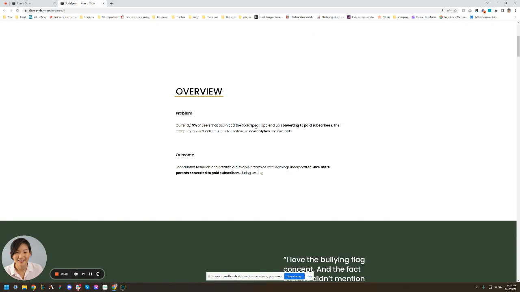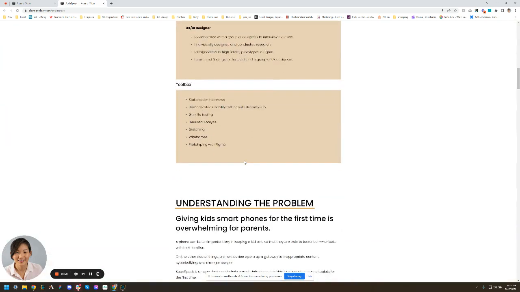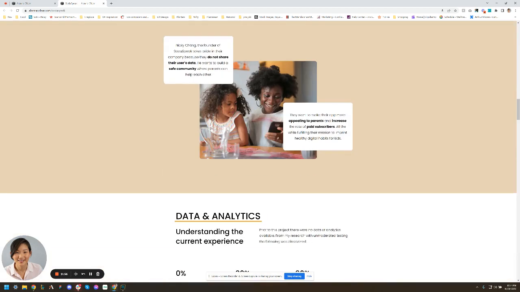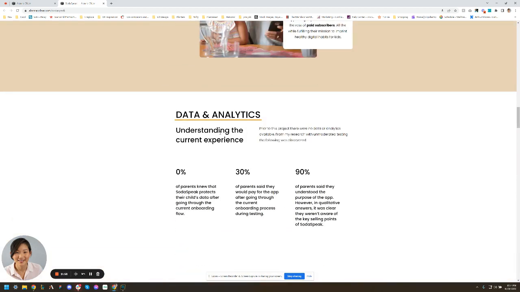Hopefully I understood the project correctly. But pretty much there was an issue of conversion. Only 5% of users that downloaded converted to paid subscribers. So that's what we're trying to solve. And so at first you did some research to understand the problem, and in order to do that, you collected some data.